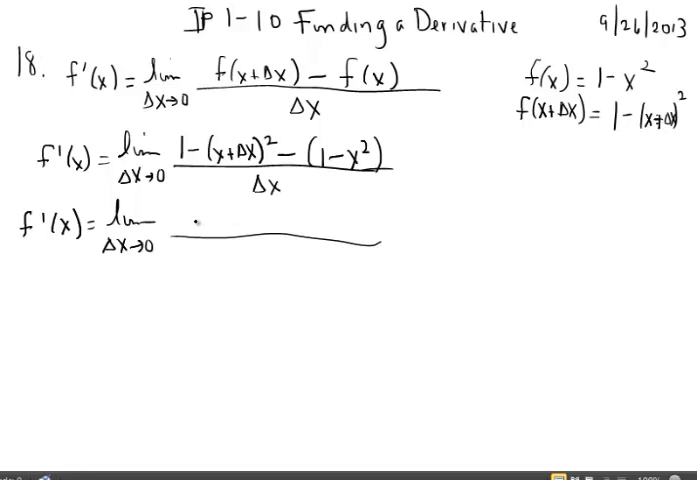All right, 1 minus, okay, so what I'm going to do is tackle squaring this binomial. So x squared plus 2x delta x plus delta x squared. Minus, I'm going to distribute this minus through, so it's minus 1 plus x squared, all over delta x.